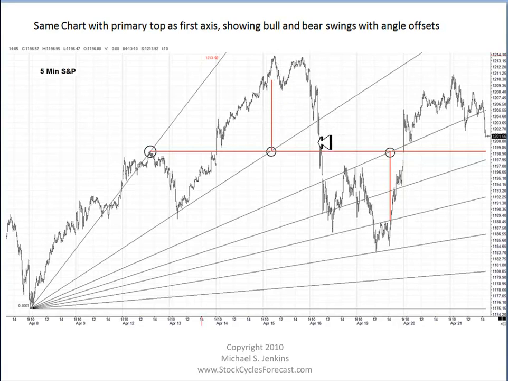The bear market goes down and bounces around the angles. And where does the bear market end? It ends exactly where it should, where the next angle hits. Then we go into a bull phase again. The bull market goes on, and where does it end? It's going to end when the next angle hits right over here.